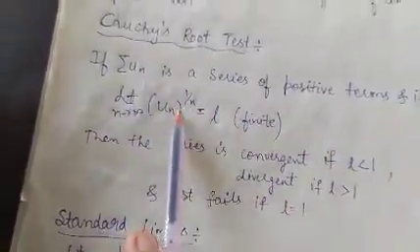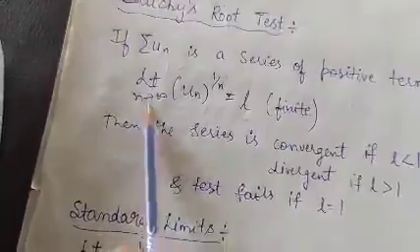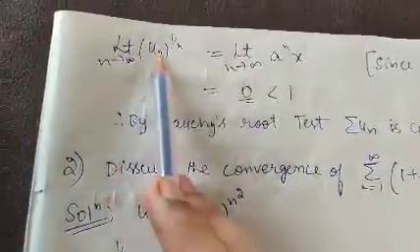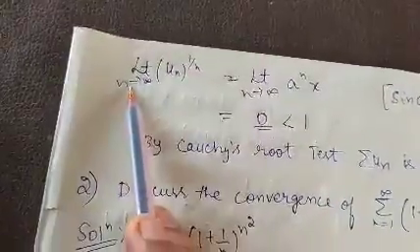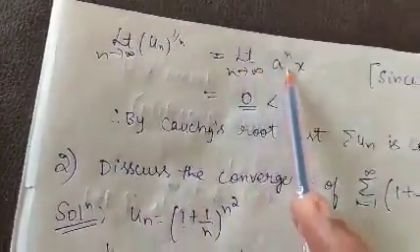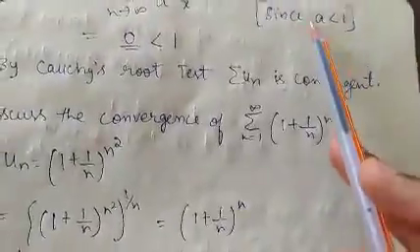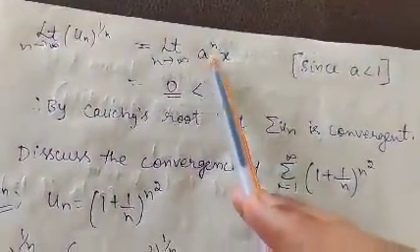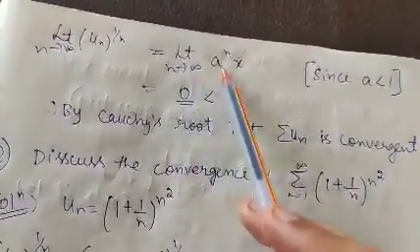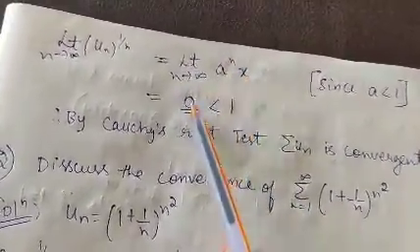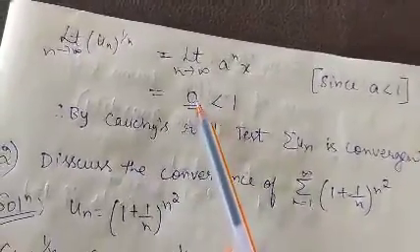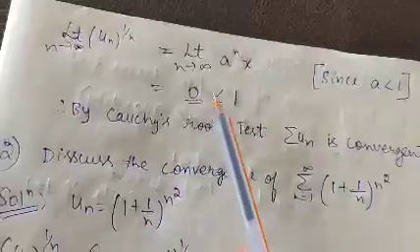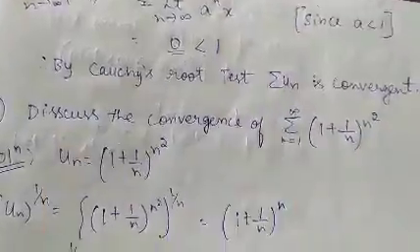Next, once you get un whole power 1 by n, you have to apply the limit as n tends to infinity. So the limit of un whole power 1 by n is a power n times x. Apply the limit on both sides: the limit as n tends to infinity of a power n times x. Since in the question they are telling us that a is less than 1, as you already studied in geometric series, this term goes to 0. So if a is less than 1, the limit as n tends to infinity of a power n goes to 0. So 0 into x is nothing but 0. This is the value of L. So L is 0, which is less than 1. Therefore by Cauchy's root test, the given series is convergent.